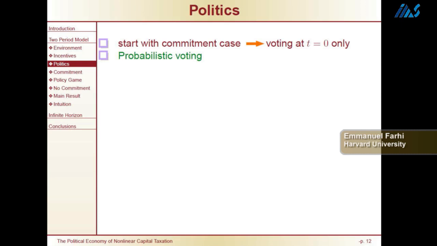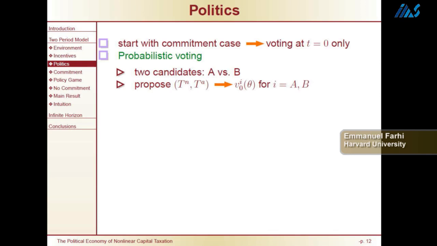So there's going to be voting, but voting only in period zero. So we're going to vote on policies in period zero. And the way people are going to vote is according to the probabilistic voting model. So the way it works is there are two candidates. And these candidates are going to propose, for example, tax platforms. So a nonlinear tax on labor, a nonlinear tax on capital. And then every agent is going to understand what these tax schedules imply for his utility. And they're going to vote for one candidate or the other, depending on whether the tax policy of candidate A or the tax policy of candidate B makes them better off. Okay?